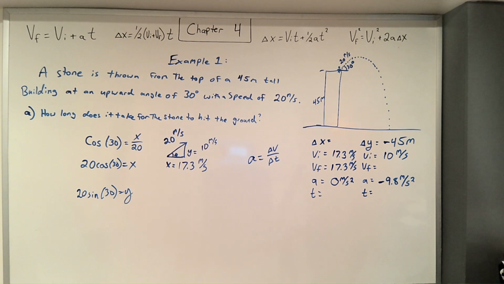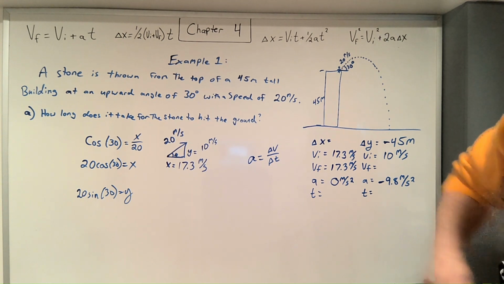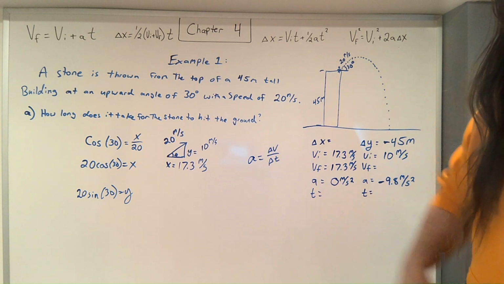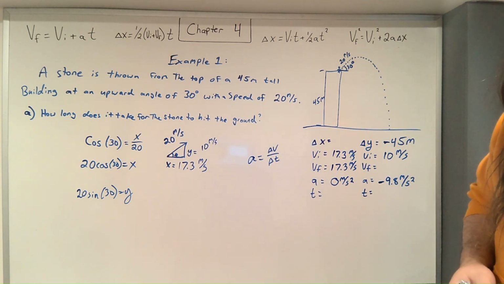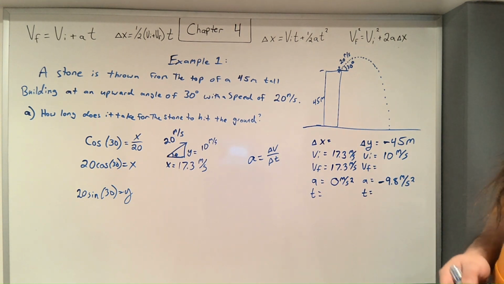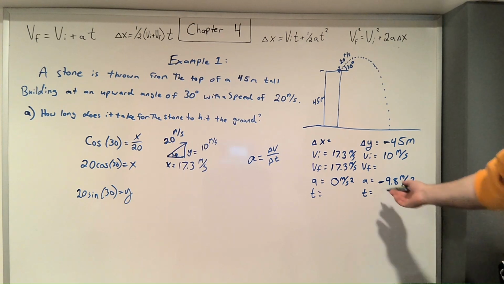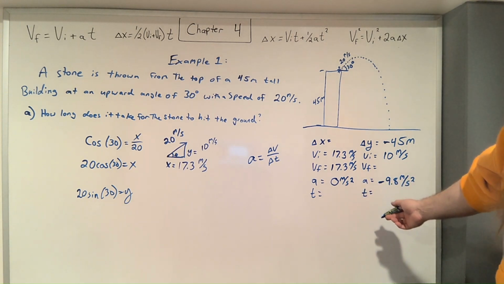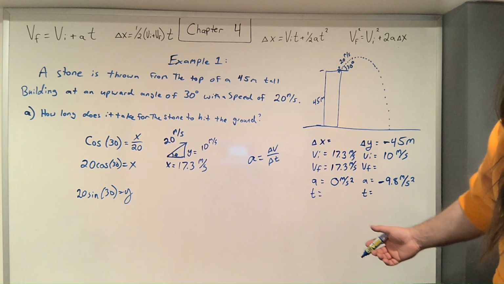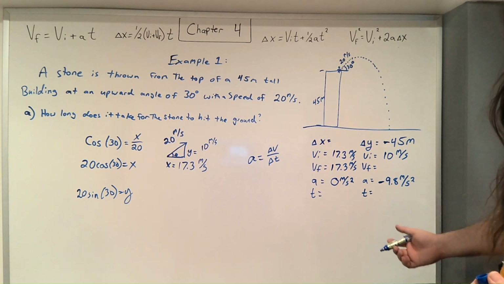And lastly, what about t? Do we know anything about t? t is what it's asking for. How long does it take for the stone to hit the ground? So t is our variable, our question. But which t? Which one is it? In fact, it doesn't matter. The t in both the directions will be the same.